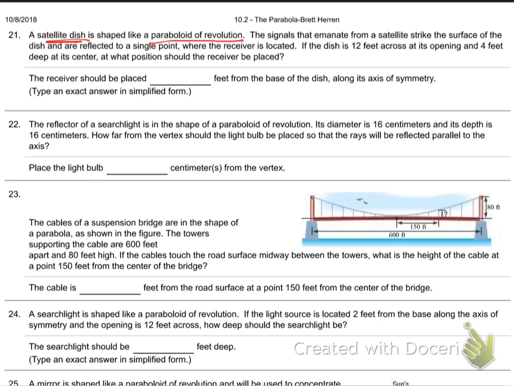Now the signals that emanate from the satellite strike the surface of the dish and are reflected to a single point where the receiver is located. That's what we talked about on the first day of parabolas, a couple days ago. So, the dish is 12 feet across at its opening, 4 feet deep at its center. Where do you put that receiver? Answer is... no, I'm just kidding. We've got to work it out.